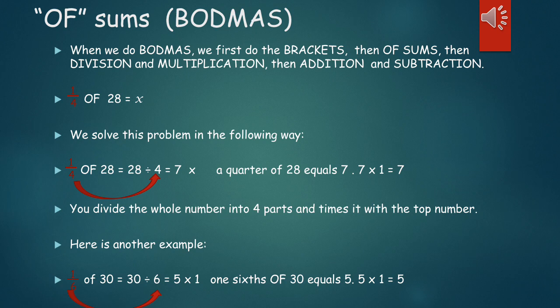Here is another example. 1/6 of 30 equals 30 divided by 6 equals 5 times 1 equals 5. 1/6 of 30 equals 5.